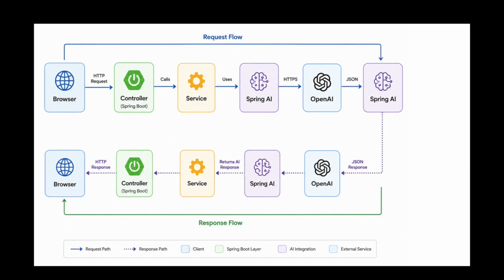The service can now perform additional processing if required, for example, storing the response in a database, filtering sensitive information, or combining it with application data. Finally, the service returns the result to the controller, which sends an HTTP response back to the browser. The user then sees the AI generated answer on the screen. The biggest advantage of Spring AI is that it hides all the low level REST API communication. As Java developers, we simply call a Java method, and Spring AI takes care of the HTTPS request, JSON serialization, authentication, and response parsing for us.